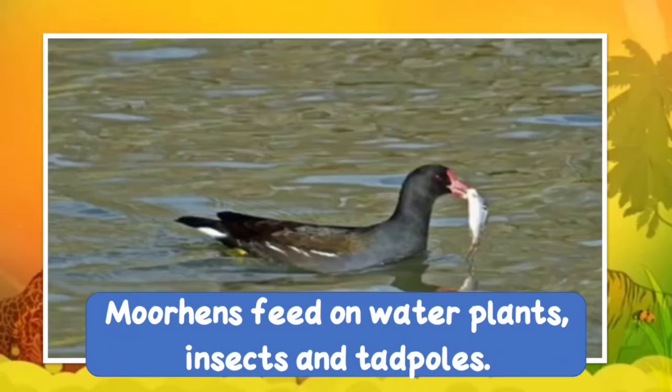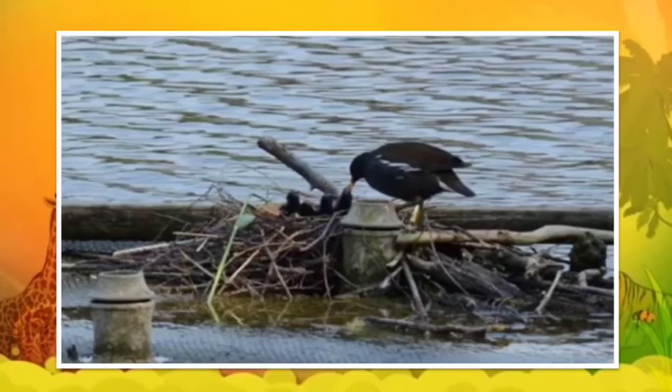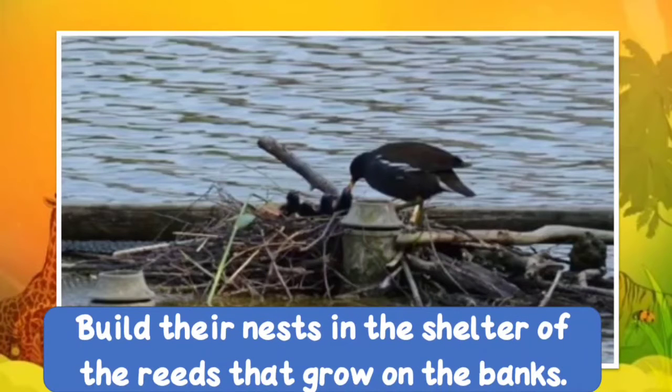Moorhen is the name of a bird. Moorhens feed on water plants, insects and tadpoles. What do you mean by tadpole? The baby of the frog. The moorhen builds its nest in the shelter of the reeds that grow on the banks. It builds its nest near water sources. Why? Because it feeds on water plants, insects and tadpoles that are found near water sources, it will not build its nest on the trees.